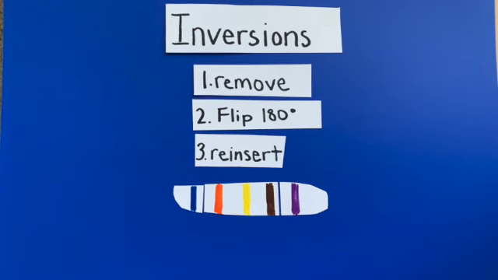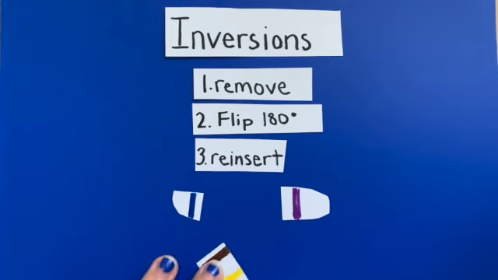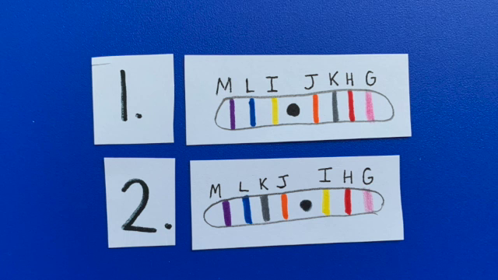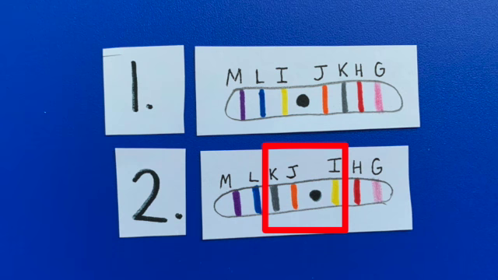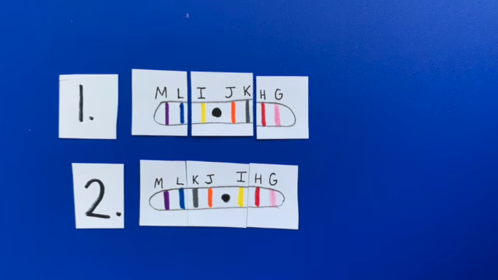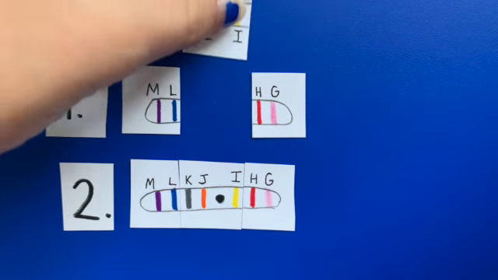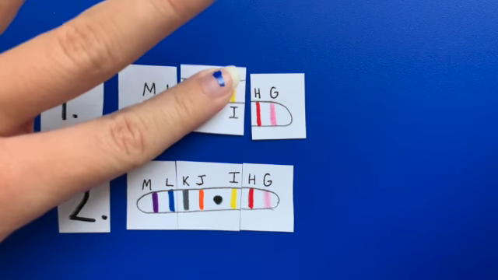Inversions occur when a segment of a chromosome is removed, turned 180 degrees, and reinserted back into the chromosome. For example, here we have an individual with these two chromosomes. Where is our inversion? We can see that chromosome 2 has undergone a pericentric inversion when compared with chromosome 1. We know this because the chromosome was broken at two separate points on both sides of the centromere. The portion was rotated 180 degrees and reinserted.